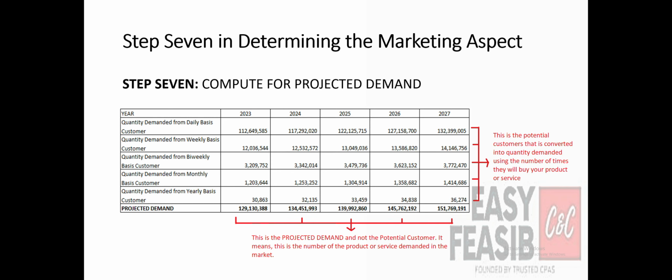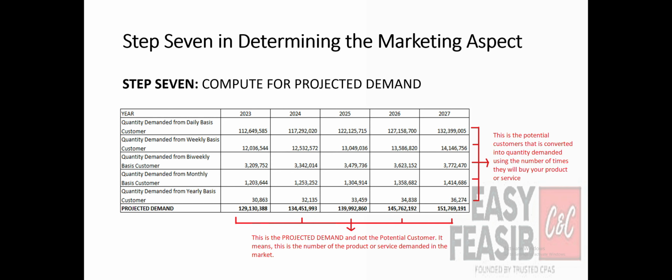After we computed the projected demand, let's now proceed to the next step. Step 8 is very easy, which is determining the supply. Some students thought that the supply is the number of units that the feasibility students will provide to the market. This is very wrong. Let's define what is supply.